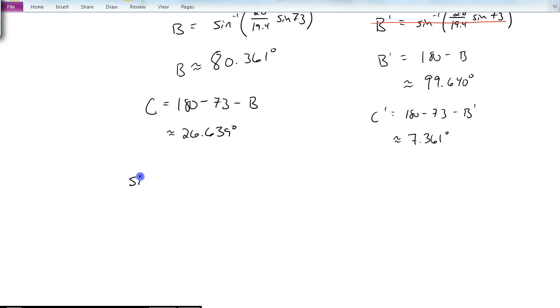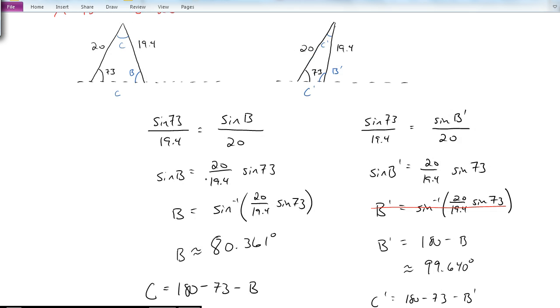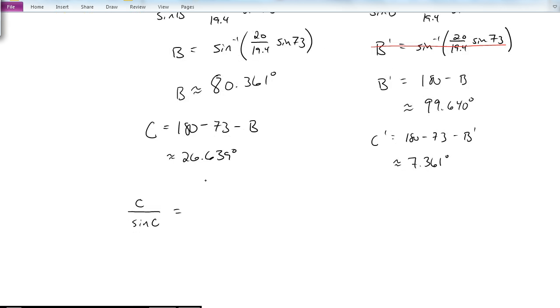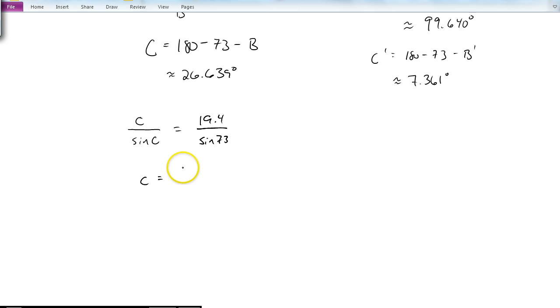So I'm going to write it as sine C. Even though I know the angle, I'm still going to use the letter because I just don't feel like writing all those digits down. Actually, I'm going to do C, the unknown side length, over sine C, and I do that because I want my unknown quantity in the numerator, and I can pick any other of the two pairs. I'll pick the given information, which was 19.4 over the sine of 73. Okay, and so now I have to solve for c. C is equal to 19.4 times the sine of C over sine of 73.